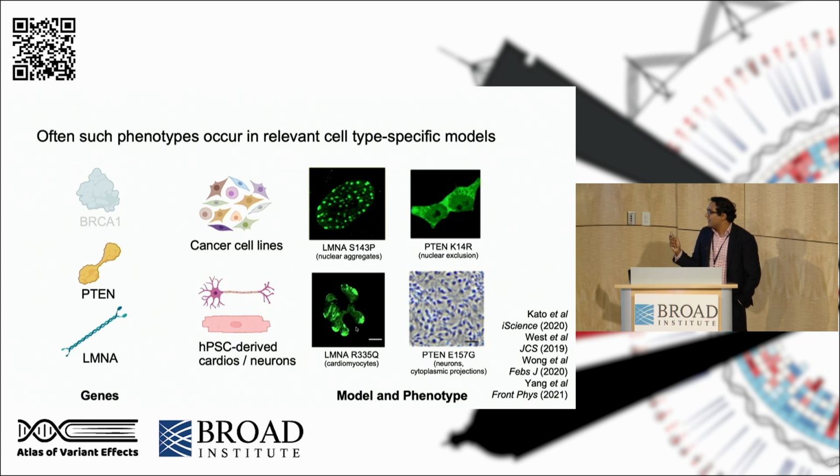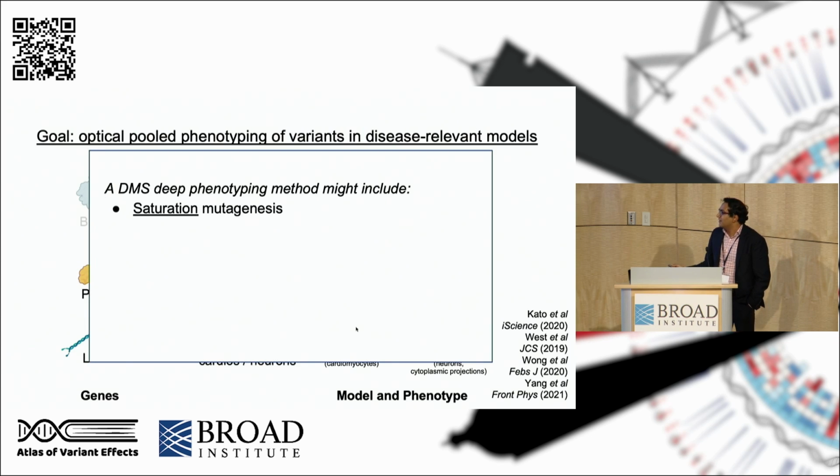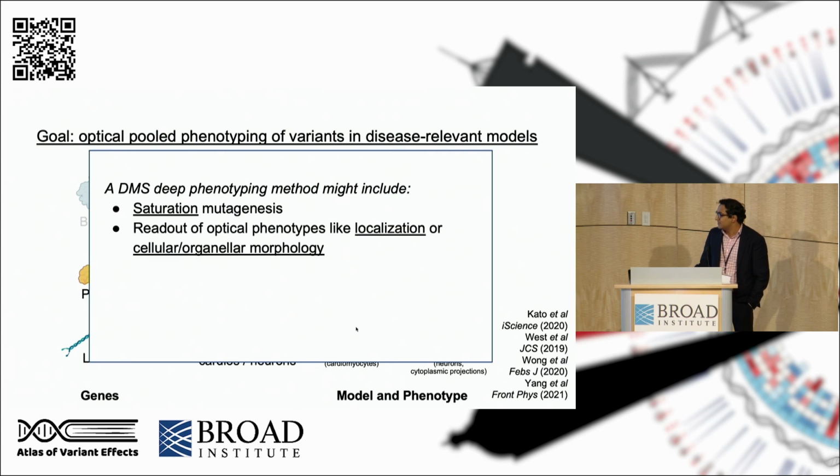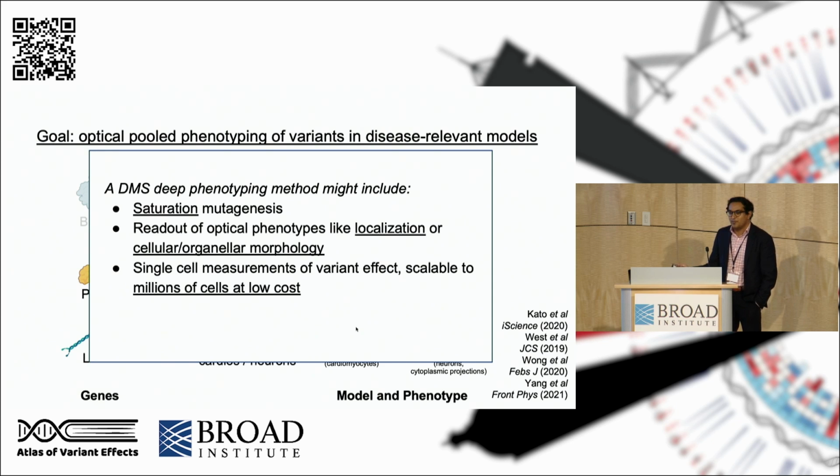And so it underscores the importance of having a DMS strategy that's able to capture a bunch of different phenotypes, and potentially deep phenotypes, specifically microscopy phenotypes. Something we would really love to do is develop a DMS phenotyping method that might involve saturation mutagenesis and the readout of optical phenotypes like localization or cellular morphology, something we've heard a lot about today so far, and be able to make single cell measurements of variant effects.